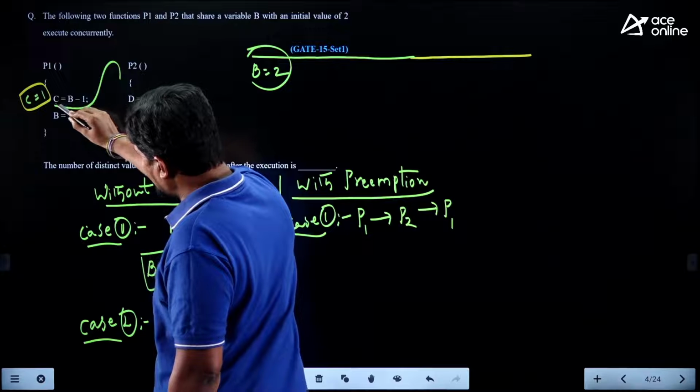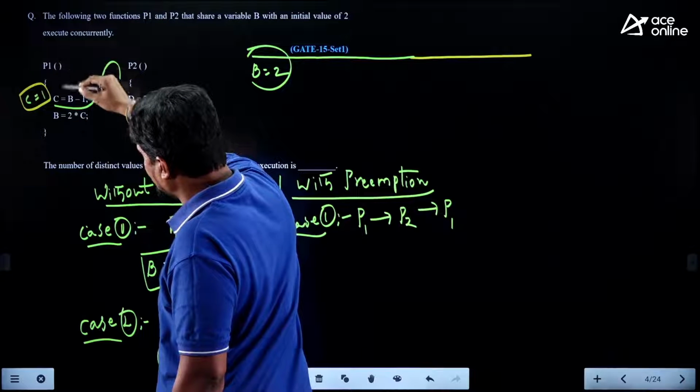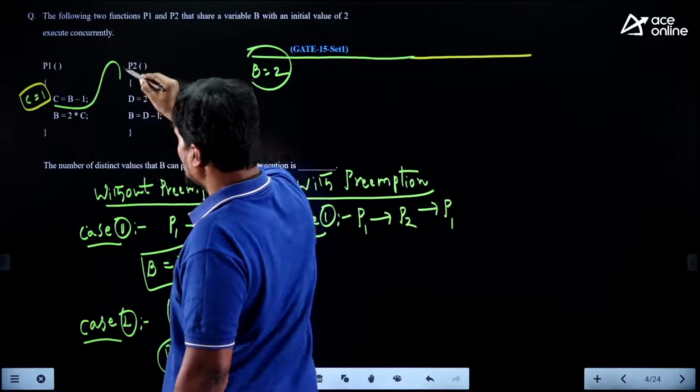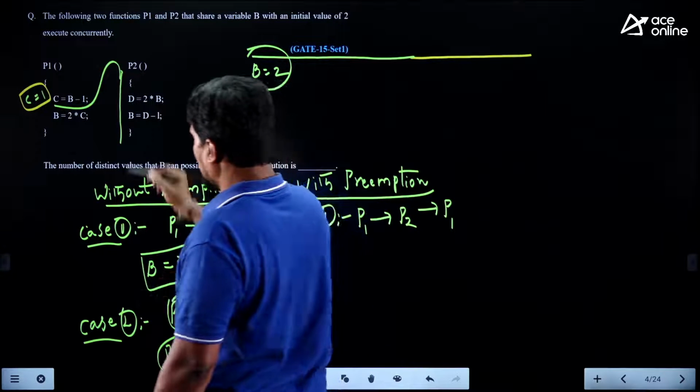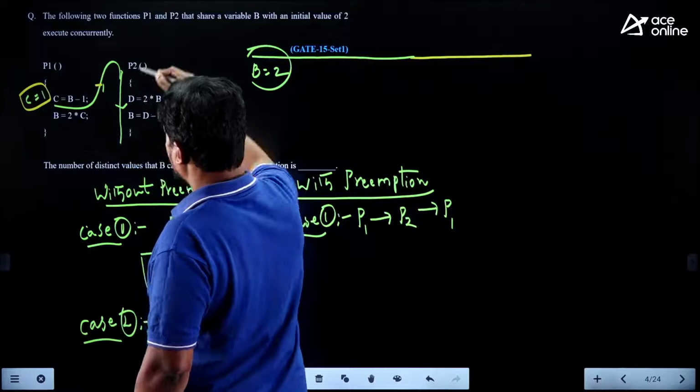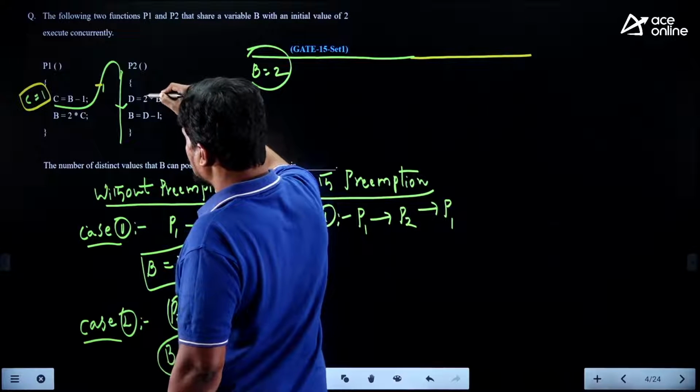So after the first instruction of P1 is executed, suddenly we have taken the preemption. Now we are finishing P2. If I finish P2 here, look at it: in P2, D is equals to 2 into B.